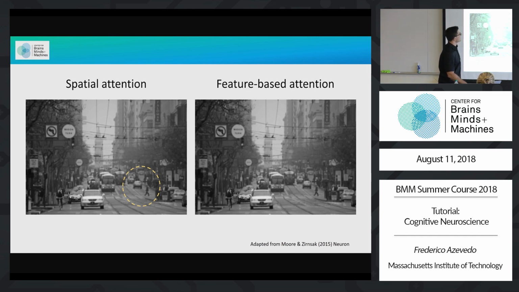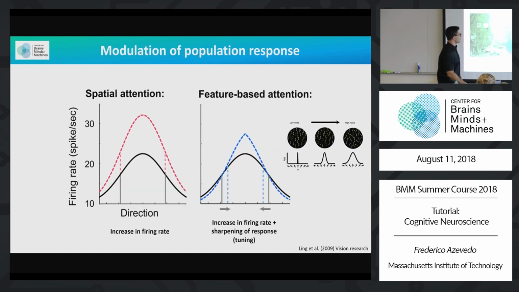And the other type of attention that I'm going to talk about is feature-based attention. So imagine now that you want to select only the yellow objects in the picture, like this cab and these two signs. What happens is that your brain is going to boost the signal in those regions, and then it's going to be easier to detect, in very simple terms again. In fact, things are a little bit more complicated than that.